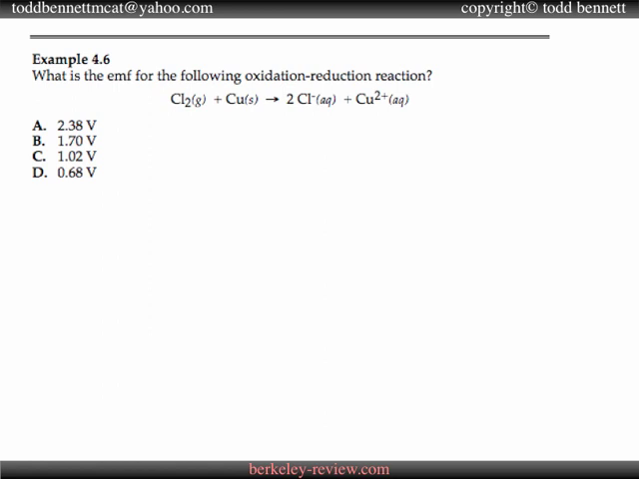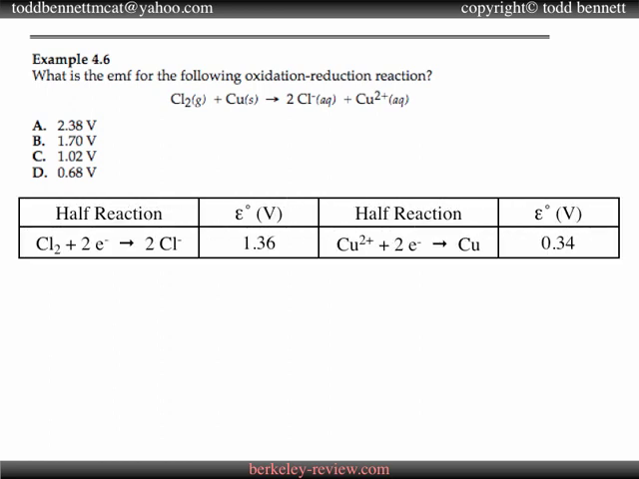So let's go ahead and apply it to the reaction. Again, I have to use the table, table 4.1. You'll see that the reduction of chlorine into chloride is 1.36. The reduction of copper 2 plus into copper metal is 0.34. Again, have to look at the reaction. Chlorine is in the direction as written in the table, but copper is the opposite. So I'm going to have to reverse copper.